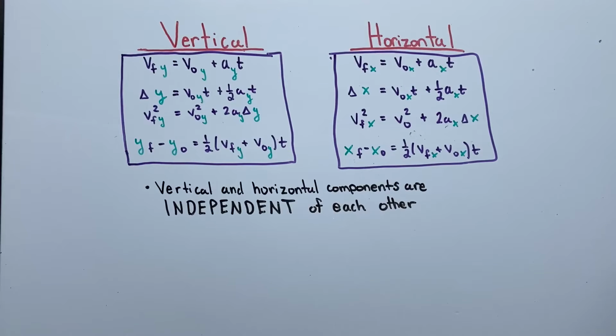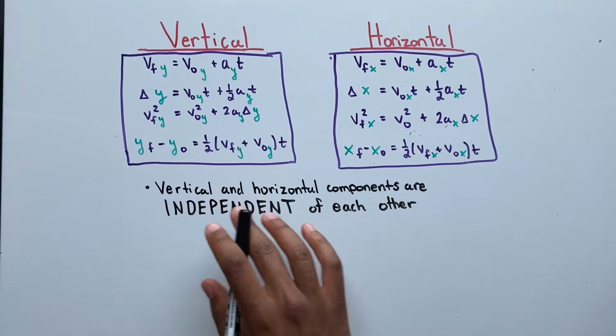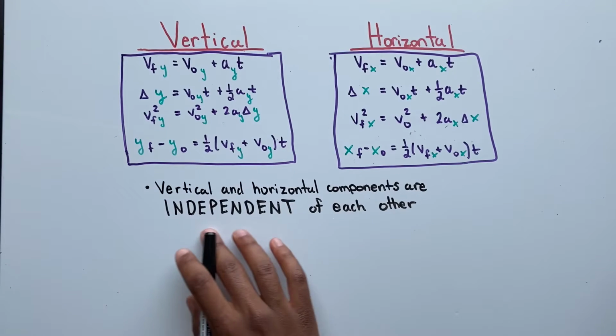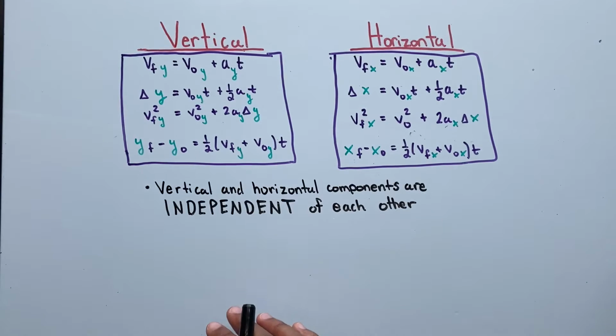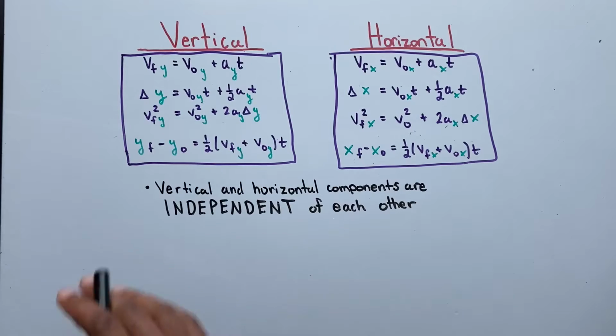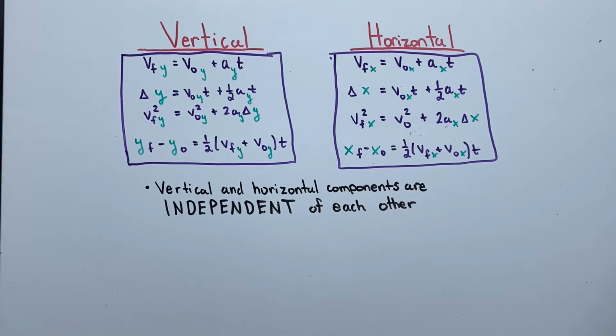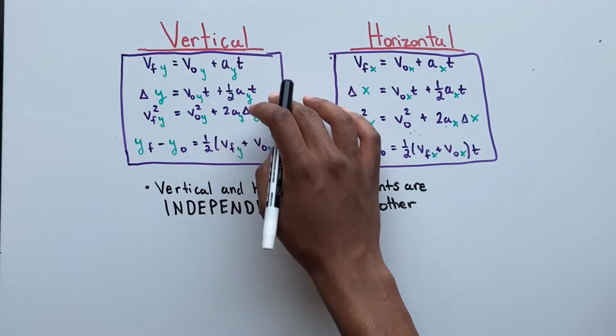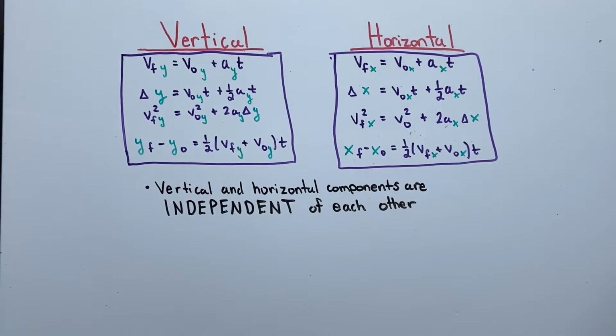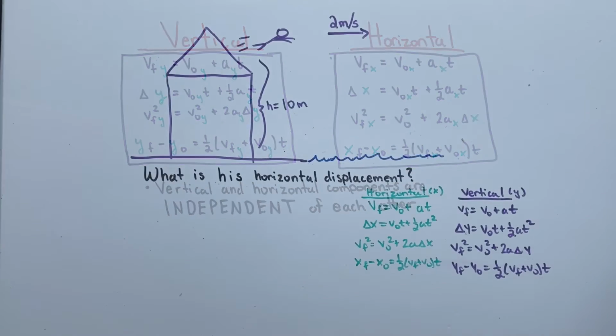Before we get into a problem, I must stress that the vertical and horizontal components are independent of each other. In other words, you can't plug a vertical component value into a horizontal kinematic equation, because that will give you the wrong answer. But there is one variable that can be used for both, and that is your time variable. Now let's get into a problem.